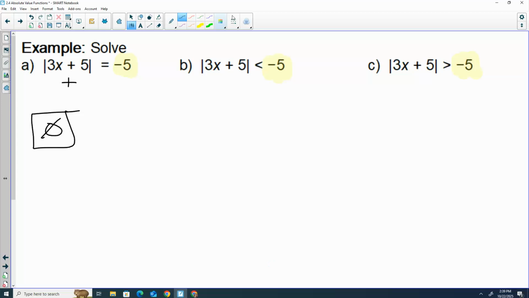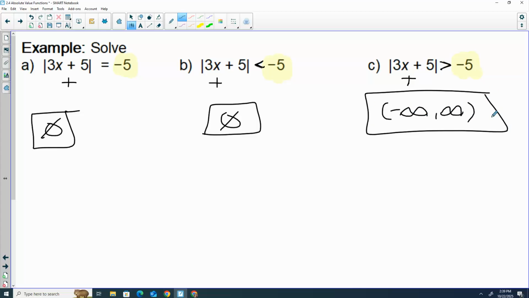On B, absolute value is positive. When is a positive number smaller than a negative number? Never. C, when is a positive number bigger than a negative number? Always. Negative infinity to positive infinity. So, if you have a negative on one side after you isolate, you don't really have to solve them. You just have to look at it and think about it. Any questions there?